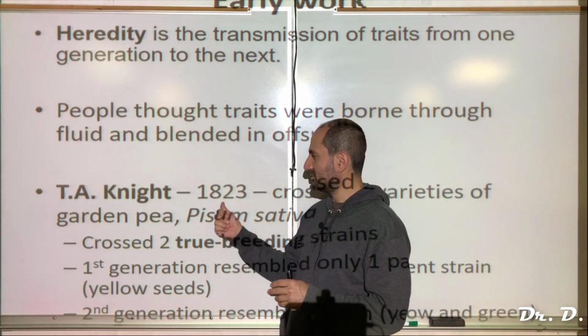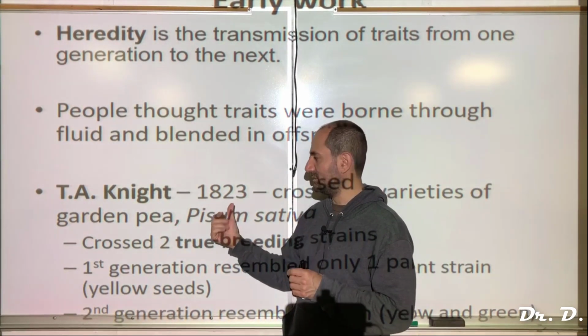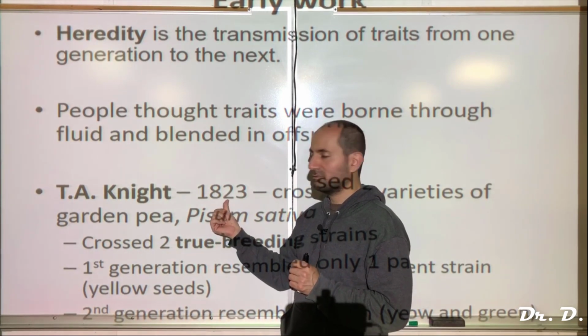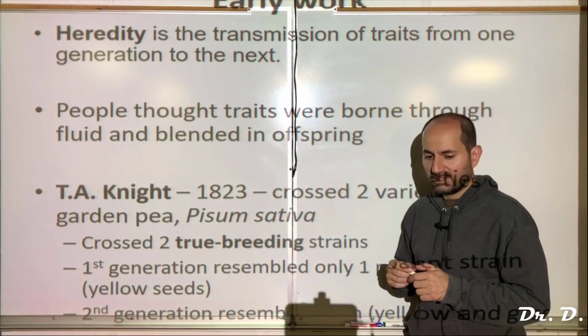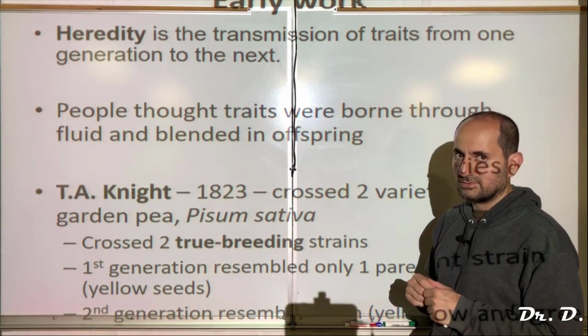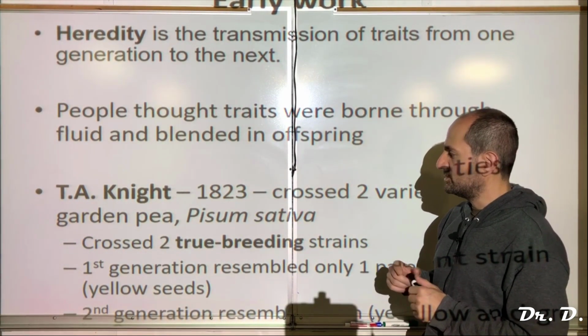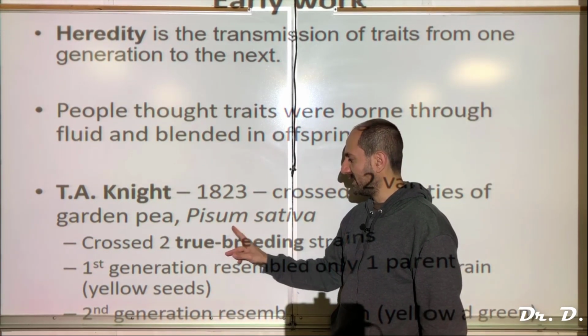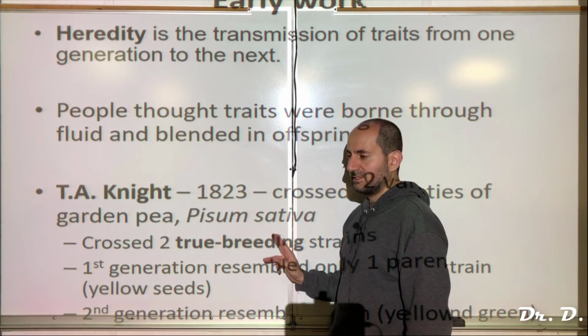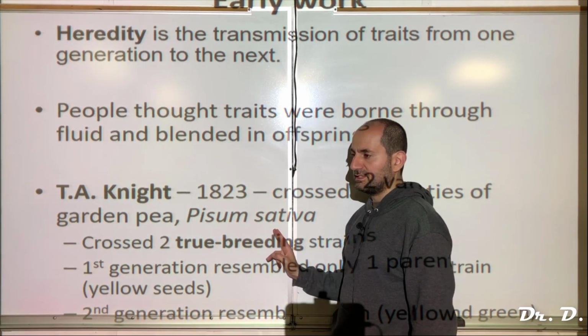And the reason we understand more about heredity is early pioneers like T.A. Knight and Gregor Mendel, who I'm going to talk about in a minute. But it really started around the 1800s. So what Knight did was he actually looked at some pea plants, and this was his genius contribution. He looked at the pea plant Pisum sativa, and this plant is really easy to study.